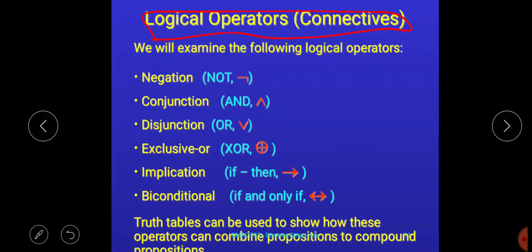Propositions are declarative statements whose value will be true or false. If you want to connect one or more propositions together, then we have to take reference of logical connectives. So how many logical connectives are there? Six different logical connectives are there. First one is not, also called negation, denoted by using this symbol. Second one is and, also called conjunction, denoted by using this symbol. Then third one is or, also called disjunction, denoted by using this symbol. Then exclusive or, XOR, denoted by using this symbol.